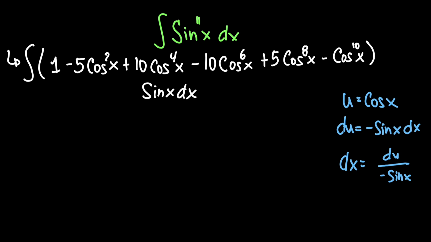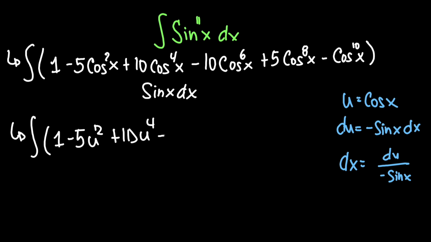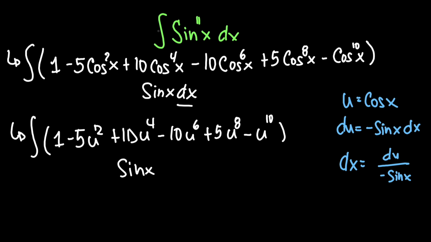Now that we have that, we can now substitute all of these values. So this would be the integral of 1 minus 5 cosine squared of x would be u to the power of 2, since cosine of x is simply u, plus 10 u to the power of 4 minus 10 u to the power of 6 plus 5 multiplied by u to the power of 8 minus u to the power of 10, and multiply this by sine of x, and the dx value here would be negative du over sine of x.